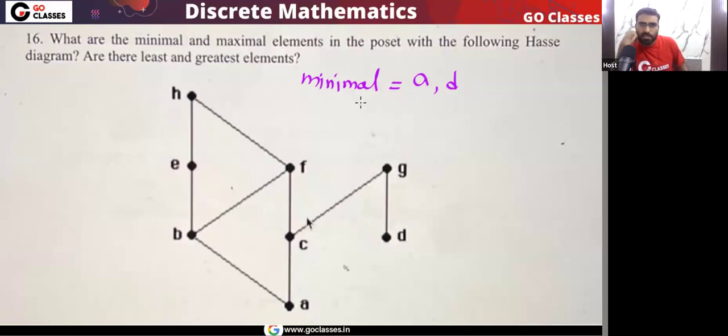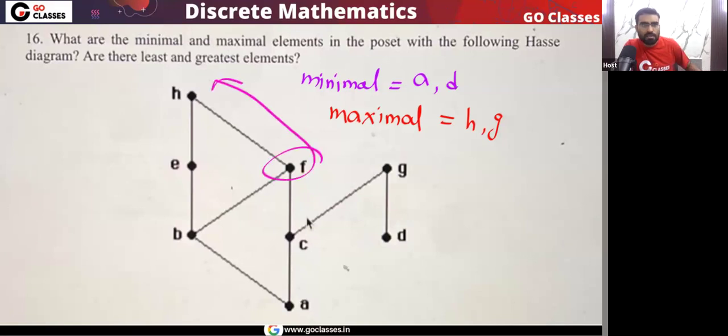Who are the maximal elements? I am not related to anyone else. H is maximal, G is maximal. Okay, only these elements are maximal. Yes or no? H, G. F is not maximal. F is related to H. So F is not maximal. Okay, so these are maximal.